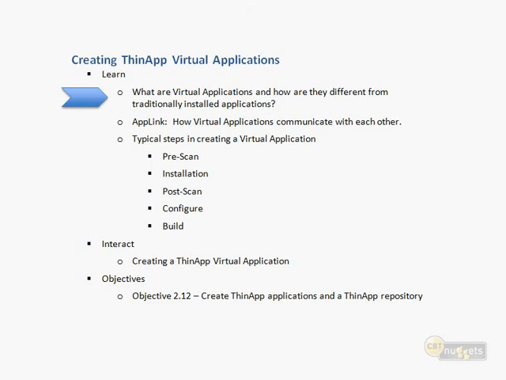So what have we talked about in this nugget? We have talked about creating ThinApp virtual applications. We started with a look at how those virtual applications are different than traditionally installed applications, and really that it's that air gap that we really need to be conscious of. We talked about app linking and how, because I'm creating these bubbles, the different bubbles have to be able to communicate with each other. And then we went through the typical steps in creating a virtual application: the pre-scan, we installed that 7-zip tool, we went through a post-scan, we did some post-scan configuration, and then we built that MSI. And then down here at the bottom, I showed you the magic of how it all works.